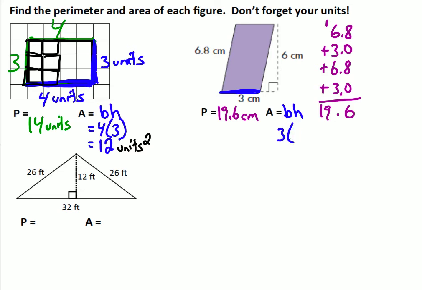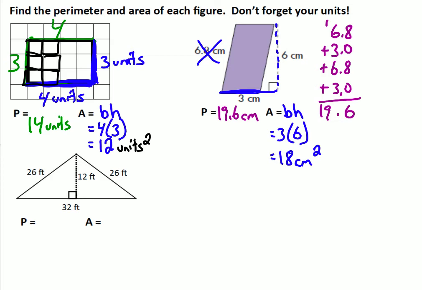But remember what we talked about earlier. The height is always at a right angle to the base. We don't want the slanted side. We want the height that goes straight up at a right angle. Well, that's my 6. So I go ahead and multiply. 3 times 6 is 18. My units are centimeters, so it's going to be centimeters squared. That's fine.